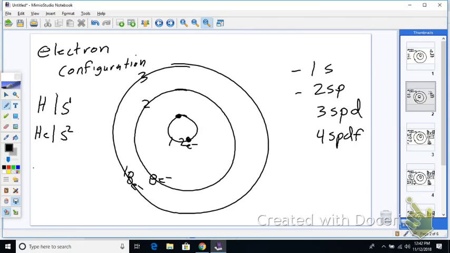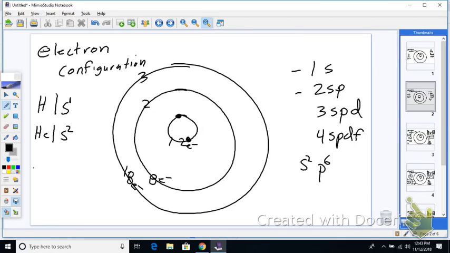So if we're doing s's, the most that they can have is 2. If we're doing p's, what's the most that they can have? 4? Nope. There are 3 different types of p orbitals, right? Each of them can hold how many? 2, right? So how many can it have? 6.